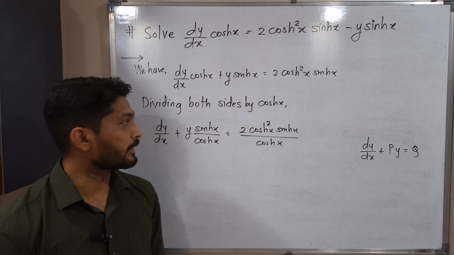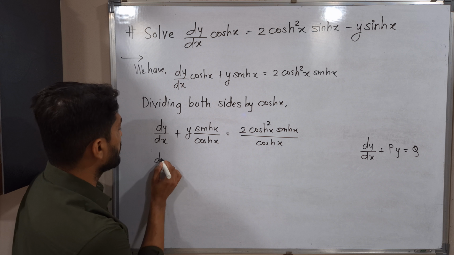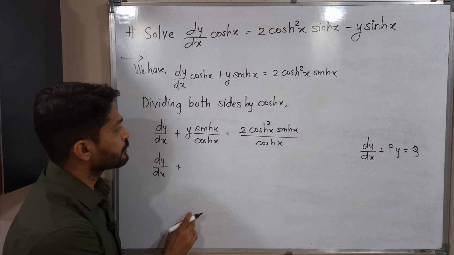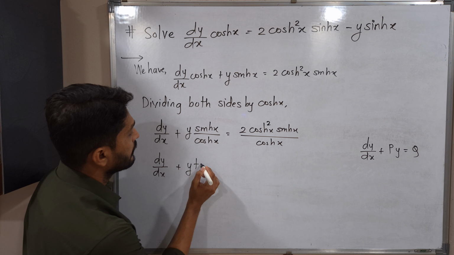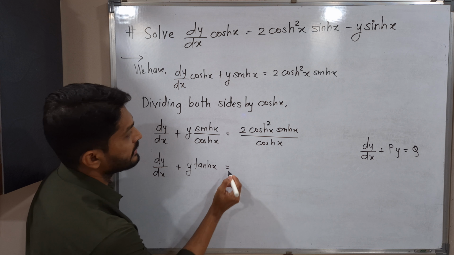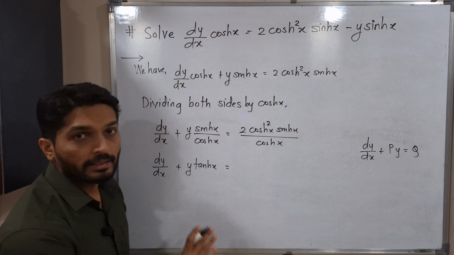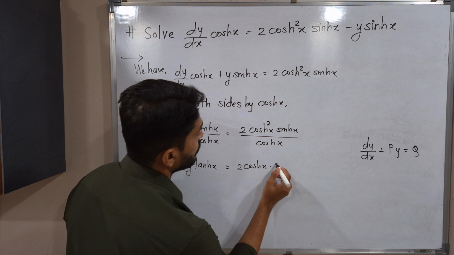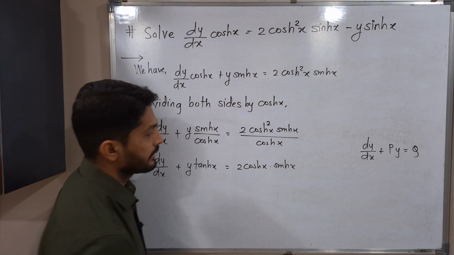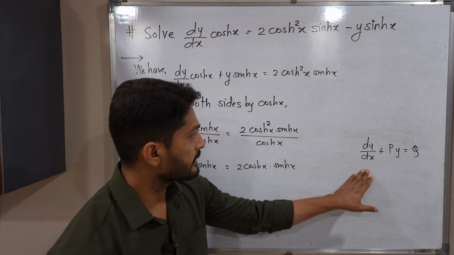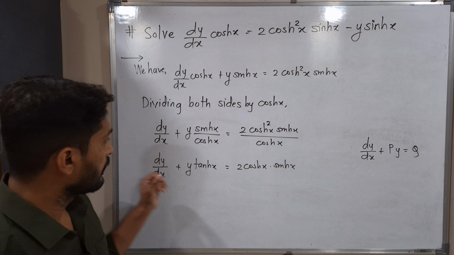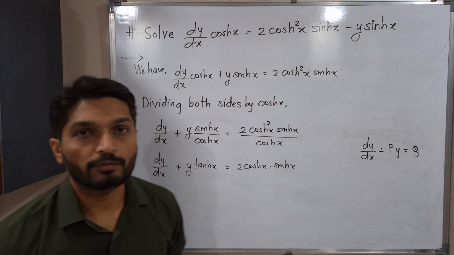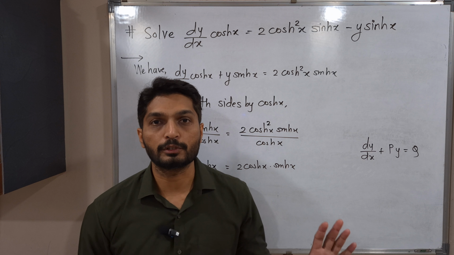So let us cancel out the terms if possible. We have dy by dx plus hyperbolic sin upon hyperbolic cos, which is hyperbolic tan, so y hyperbolic tan x, equal to, hyperbolic cos x will get cancelled, 2 hyperbolic cos x into hyperbolic sin x. This differential equation has dy by dx, a multiple of y which is a function of x, and on the right hand side also a function of x. So it is a perfect first order linear differential equation.